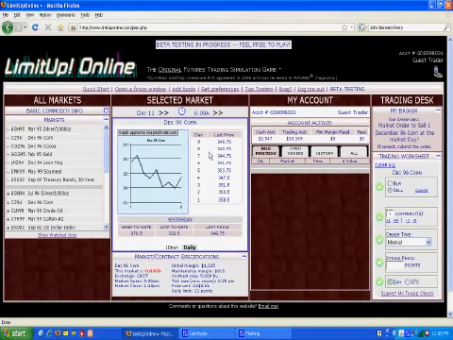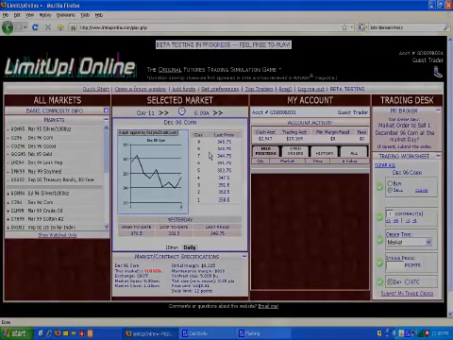I use limituponline.com in this demonstration because it's fast, it's easy, and it's free, and you don't need to open an account. And it's the most fun you'll have trading futures with someone else's money.